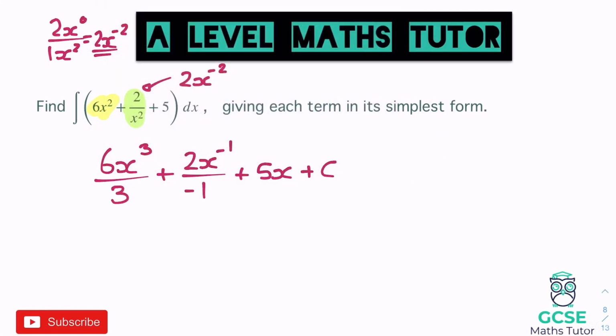So simplifying this down, that first piece there, 6 divided by 3 is 2, so we get 2x cubed. Then we have 2 on the top there divided by negative 1, so that's going to be negative 2, so negative 2x to the minus 1, plus the 5x, plus c at the end. And there we go, that's that integrated as well, finishing that question off.